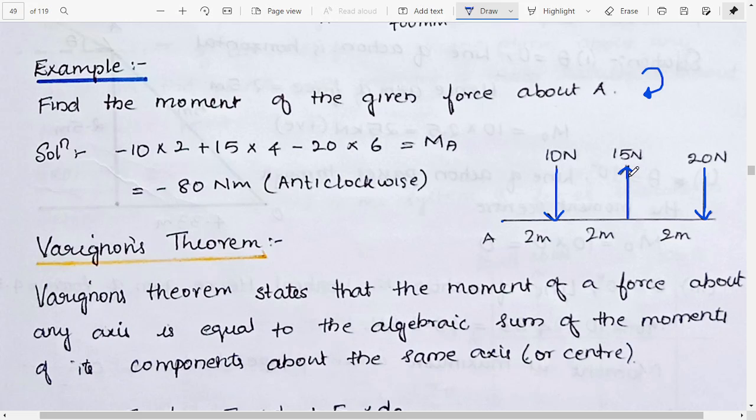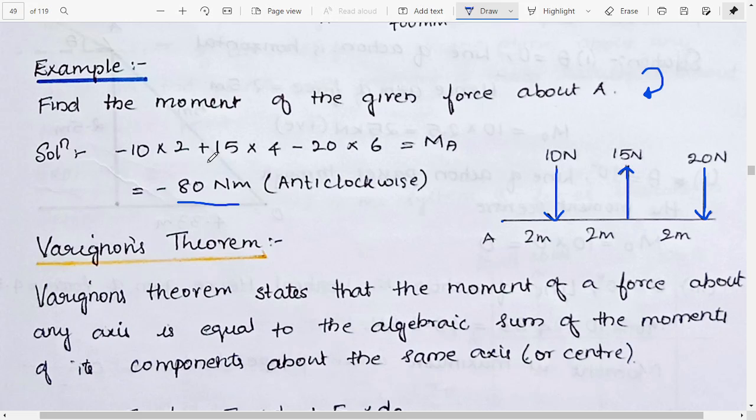And here we have a 15 Newton force in the anti-clockwise direction, so it will be 15 into 4, and in the other case also minus 20 into 6 because it's a clockwise direction. So all of this will give us the moment about this point A. So it is minus 80 Newton meter. Why? Because minus 20 plus 60 minus 120 is minus 80.